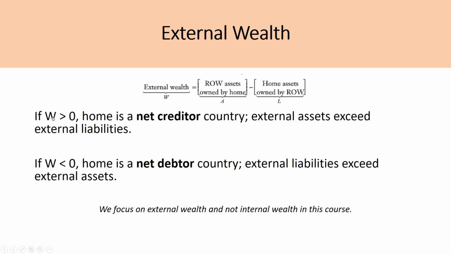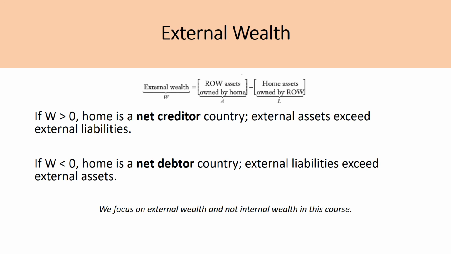If the wealth is positive, home is a net creditor country: external assets exceed external liabilities. If wealth is below zero, home is a net debtor country, and external liabilities exceed external assets. When we were looking at that example, the country was a net debtor country. They had a negative current account balance.